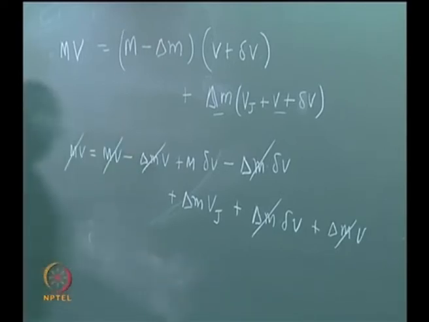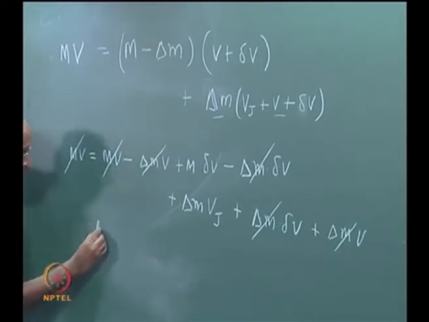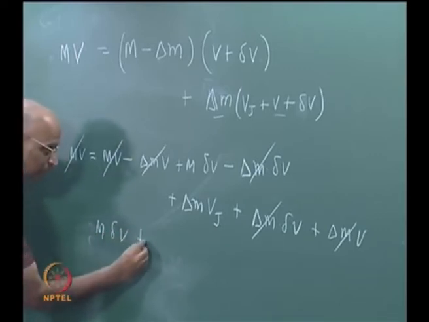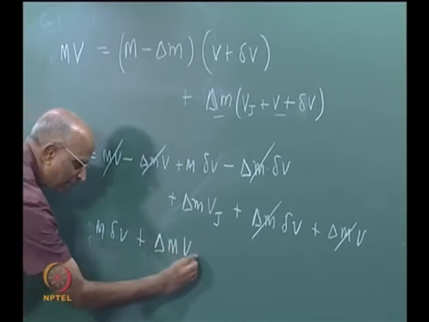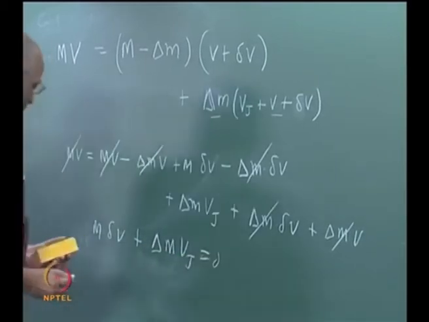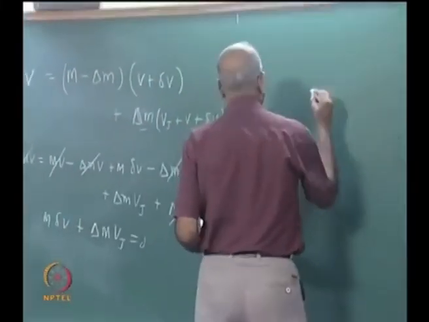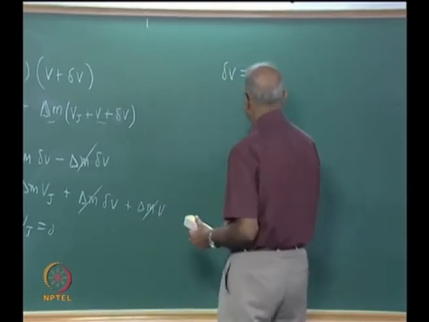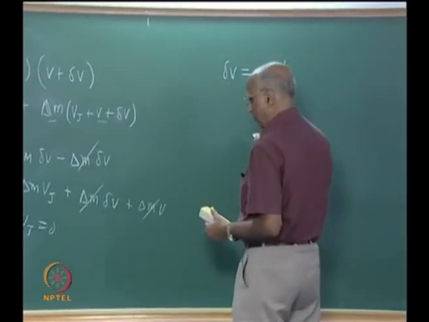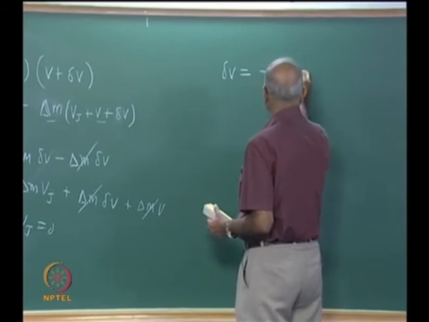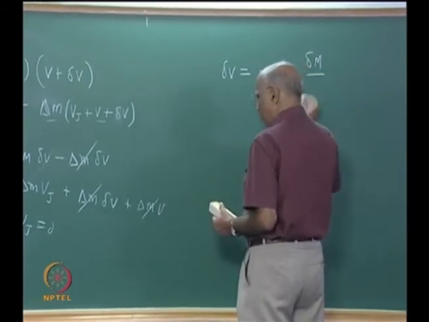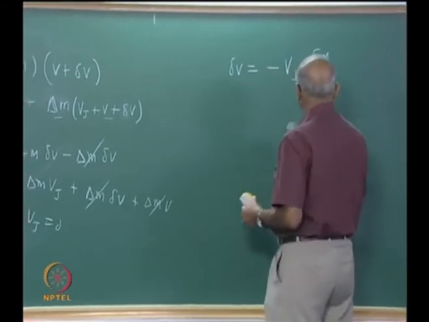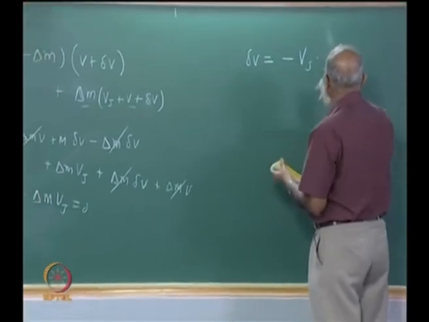Therefore, what is it you are telling? Let's write it out. Therefore, m delta v plus delta m v j is equal to 0. Therefore, we get delta v is equal to minus v j into delta m by m, or let us say delta m, we use the capital delta m here.